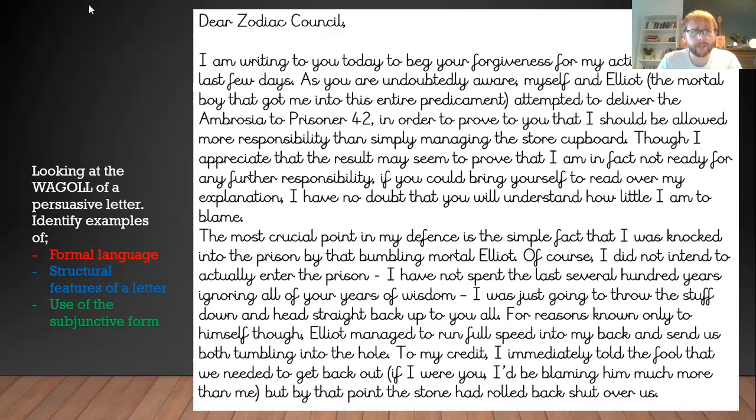Looking at those first two paragraphs, what I'd like you to do first is go through and try to find all examples of formal language. I'd like you to try and find any structural features of a letter. And then if you can, this is the trickiest one because we've not actually done the subjunctive form lesson, I'd like you to find the subjunctive form example in there. There is only one. Pause the video whilst you're doing that, and then you can play the video and I will show you where those things are. Speak to you in a second.